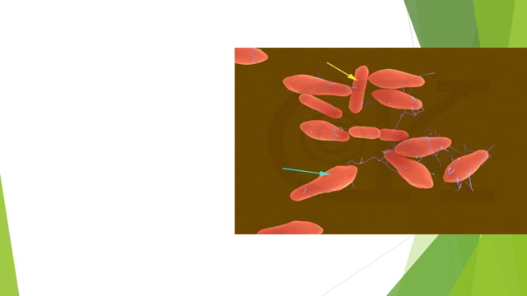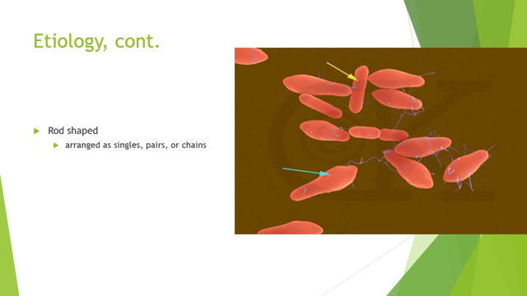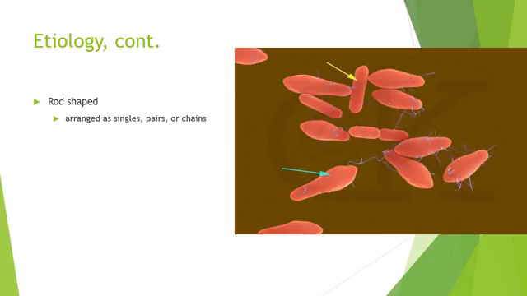So this is a picture of botulism. They're rod shaped, and they can come in single cells, pairs, or chains, and you can see the flagella coming off of the cells. So these cells are motile. They're able to move around when they're not in their endospore state.